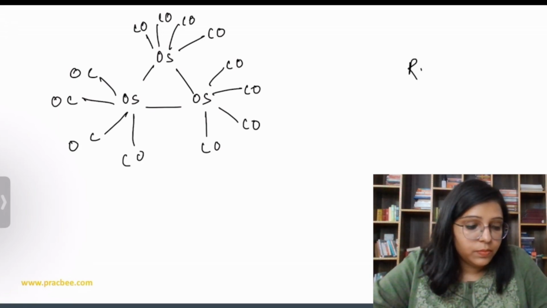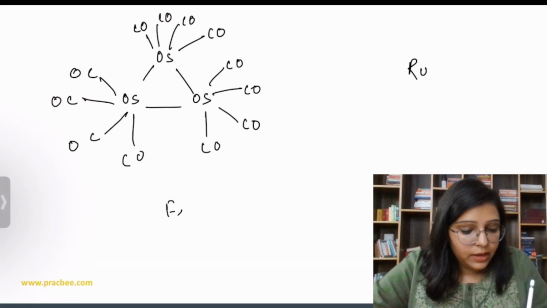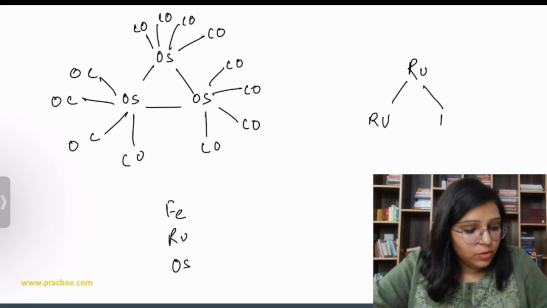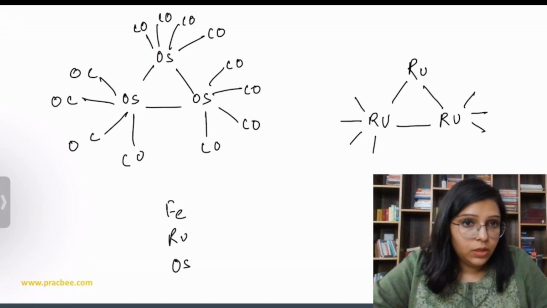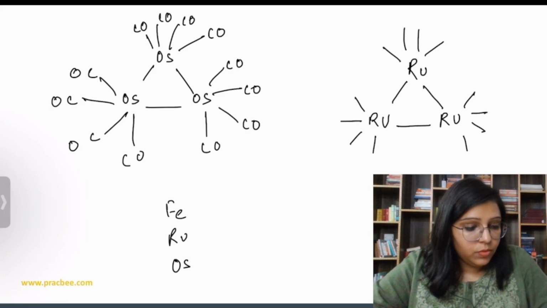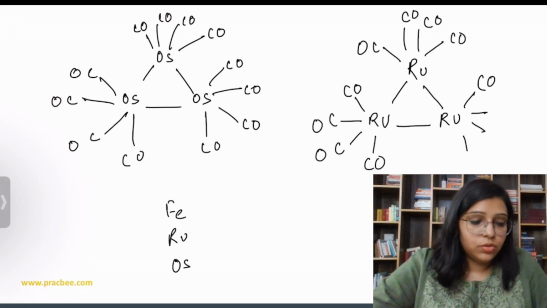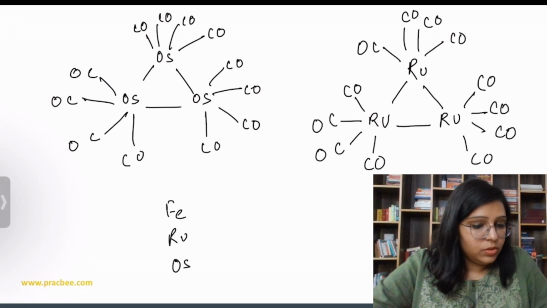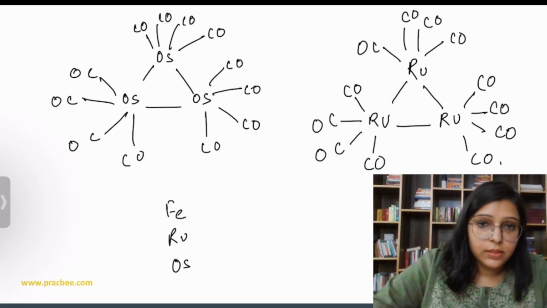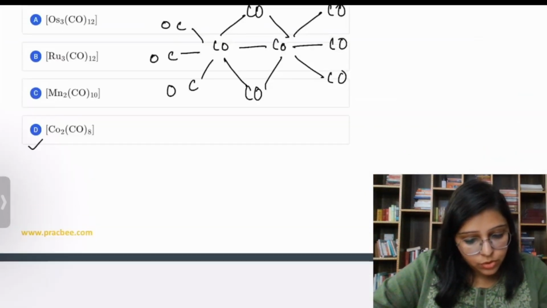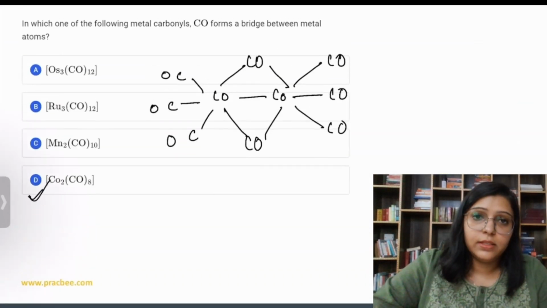Same goes with ruthenium. So we have iron, ruthenium, osmium. Same Ru, Ru, Ru, so 1 2 3 4, 1 2 3 4, 1 2 3 4, CO, CO, CO, CO. It's easier to learn the structures, right? It's easy to learn the structure. That's it. So option number D is the correct answer.